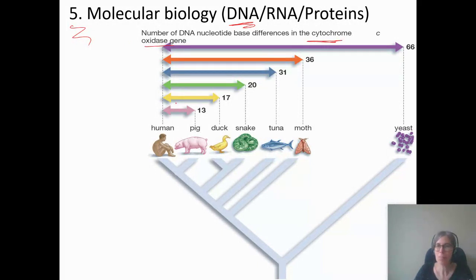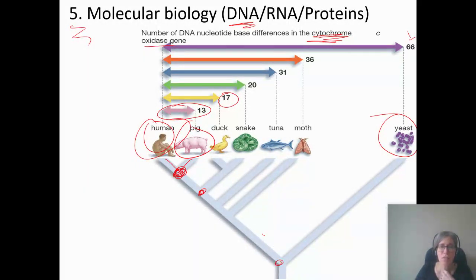And so if you look at that particular random gene that they picked, the human and the pig have only a 13% difference. And so that suggests that we have a more recent common ancestor than, let's say, the human and the duck. So human compared to duck has a 17% difference, which suggests that we have a common ancestor that's a little bit further away. And if you look at the cytochrome oxidase gene, again, random gene, in yeast compared to humans, we have a 66% difference, which suggests that our common ancestor was a pretty long time ago, which I think makes sense. We don't look a whole lot like yeast.